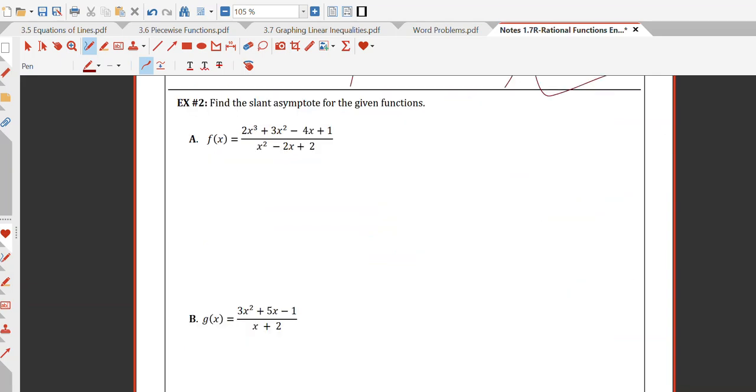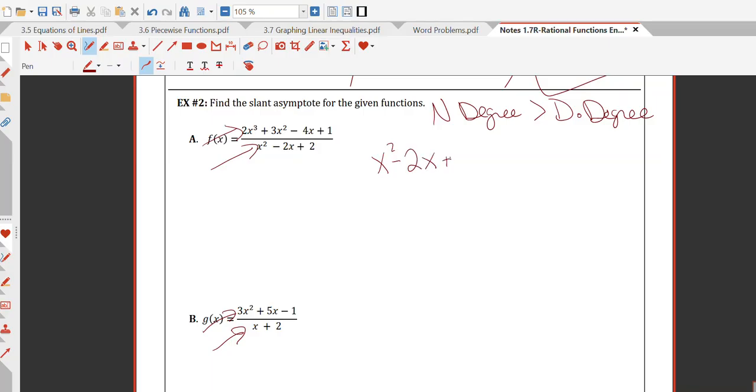In number 2, they specifically ask for the slant asymptote. So for that to happen, the numerator degree has to be greater than the denominator degree. So we can see in both of those cases that is true. So if that happens, you are going to set up a long division problem. So we're going to put the denominator on the outside. And we're going to start the long division process.